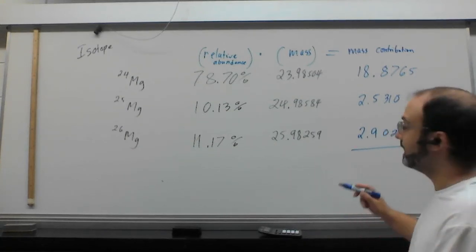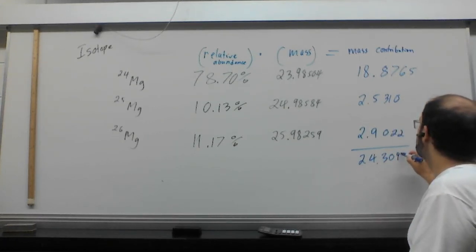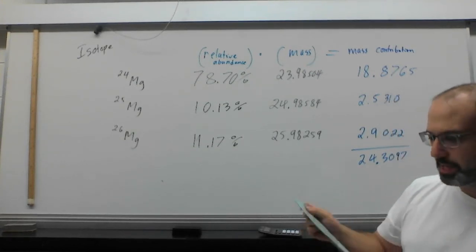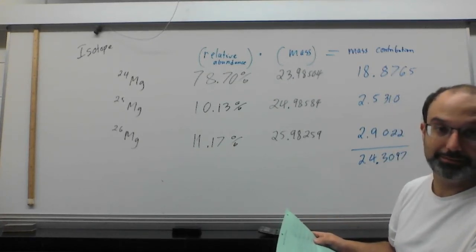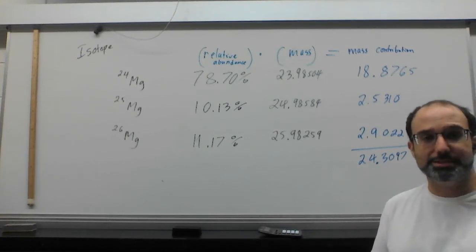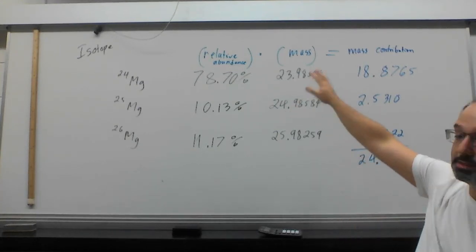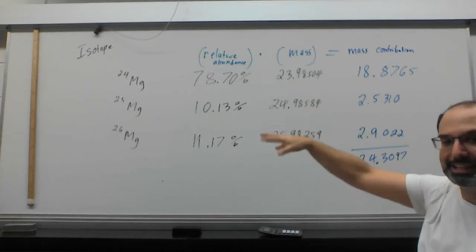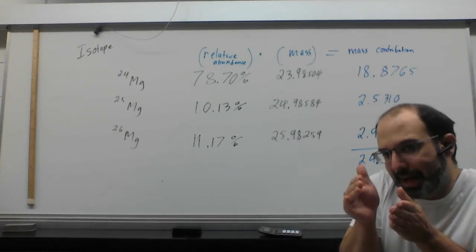And when you add all these up, you get 24.3097. If you take a look at your periodic table, you will see that magnesium is 24.31. The 9 rounds up to 1. So the reason why the magnesium is 24 but slightly heavier is because 24 is the most common, but there are 2 that are heavier. These 2 guys are slightly heavier, but there's not much of it. So the average is pushed a little bit higher.